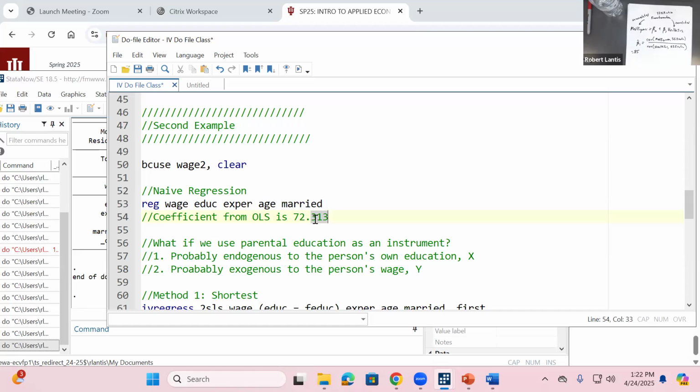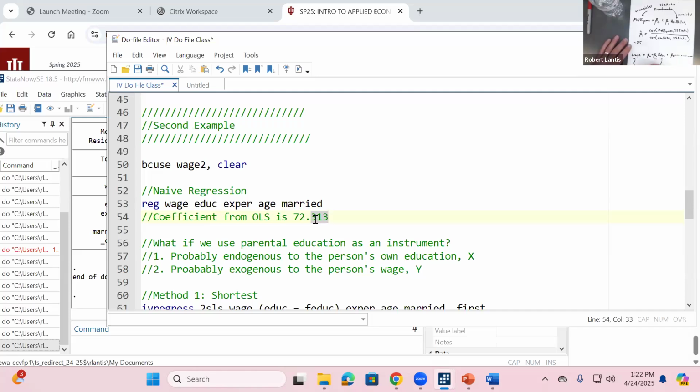Well, what's maybe a good instrument? If I'm trying to predict wage, and I want to know the impact of education, I've got a bunch of additional control variables as well. So this is really the relationship that I'm interested in estimating. What is something that might be correlated with the years of education I'm getting, but uncorrelated with my actual wage?